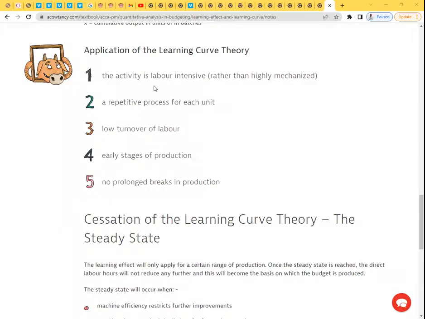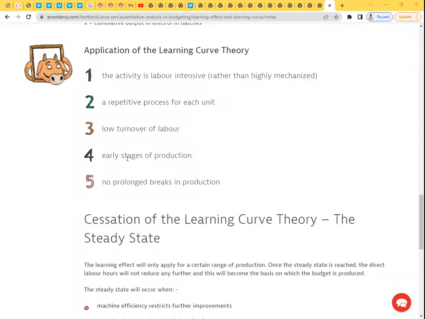As an organization, it shall reach a level where you cannot gain any further, where you can't learn any further. So basically, this learning curve becomes only effective at the very early stages of production.